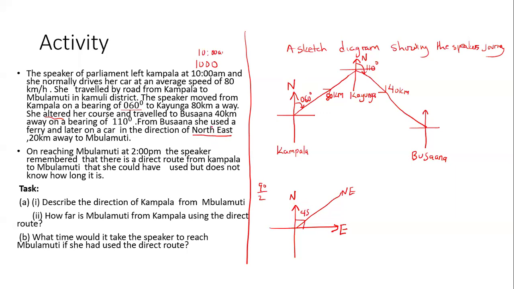So instead of being told that the angle is 045 degrees, now they have mixed it with words. So you come here, measure off, put here that this is my north, and turn here 045 degrees. And this is now the direction the speaker is taking. And they have told you that now she has reached Bulambuti. So I'll come and say, now the speaker is at Bulambuti, which is 20 kilometers. So I'll come here. I say this is still my north. And I say, this is where I have Bulambuti.